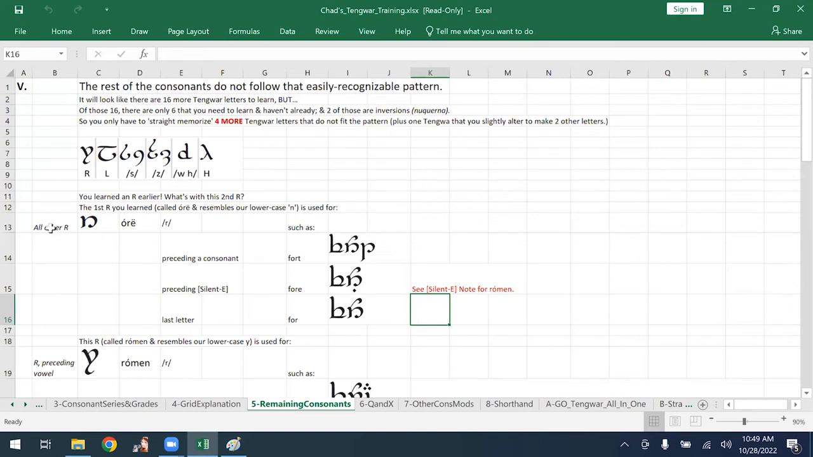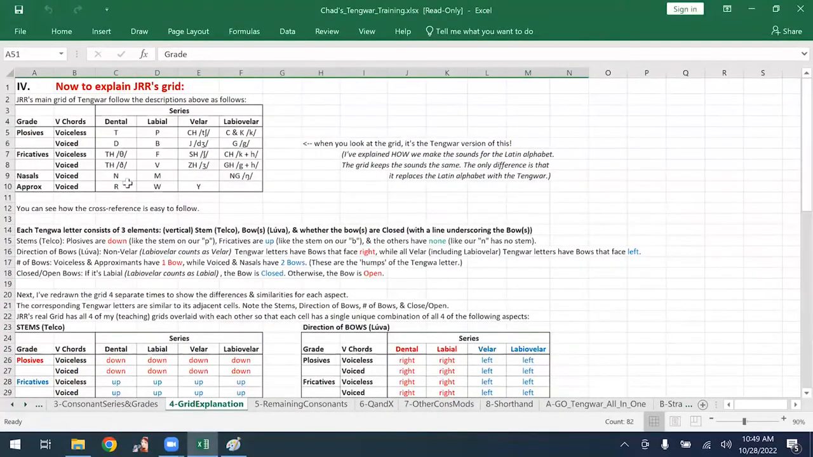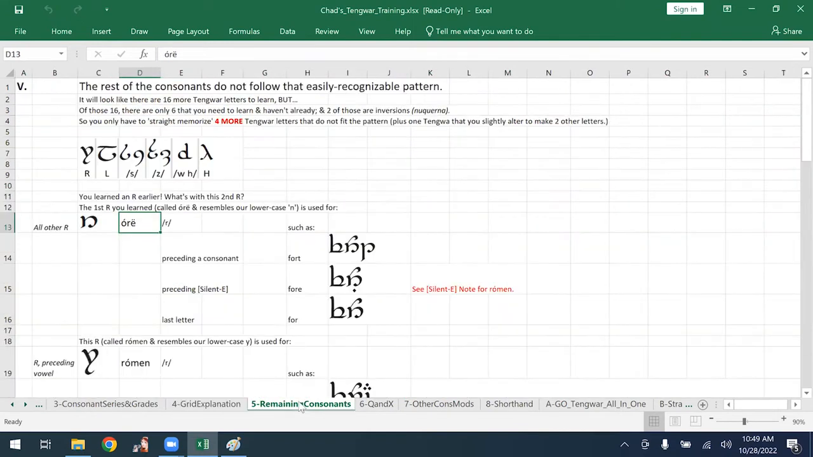So first of all, you learned the R earlier, this ore. This is actually part of the grid stuff. If you look up here at the grid, this R is called ore. This follows the pattern. So I say you learned it and we didn't talk about it, but it's actually on that chart. So this is the ore. This is R when it is not preceding a vowel. So when there's a vowel after the R, you use Roman. That's the name of this character: Roman.